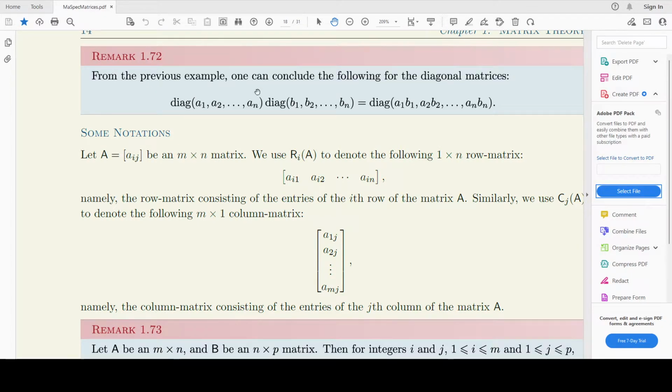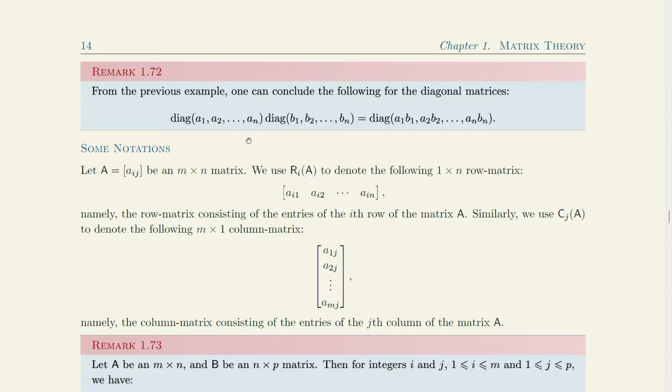I want you to know that this is, by the way, very important. If I have two diagonal matrices of the same order, then multiplication is extremely simple. What I need to do is take the first entry on the main diagonal of the first one, multiply it by the first entry on the main diagonal of the second, and put it on the first entry on the main diagonal of the result. And then you continue this process until you end.